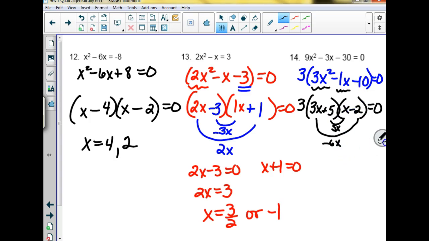All right, so now that we checked it, how do we set it equal to 0? Well, 3 can't equal 0. Yep, 3x plus 5, can that be 0? What would we get? And then x minus 2 would make x 2. Questions on factoring?